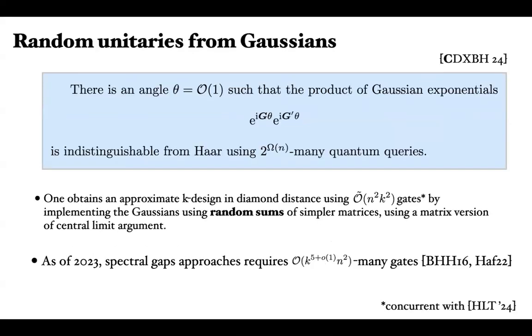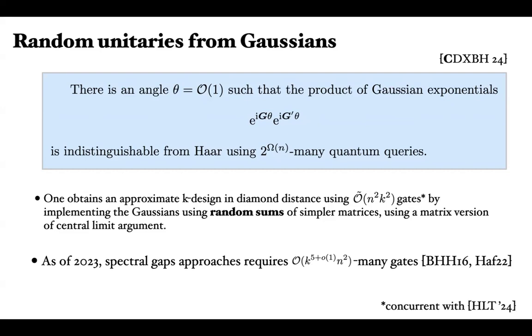Right, so let's go directly to our main results. The first result considers how you convert efficiently from Gaussians to unitaries. Recall these G's are from the GUE, the Gaussian unitary ensemble. These are random Hermitian matrices. The claim is that if you take the product of two of the exponentials, which is a unitary matrix, and if you choose the angle correctly, then this is indistinguishable from Haar, if your quantum computer can use only sub-exponentially many quantum queries.